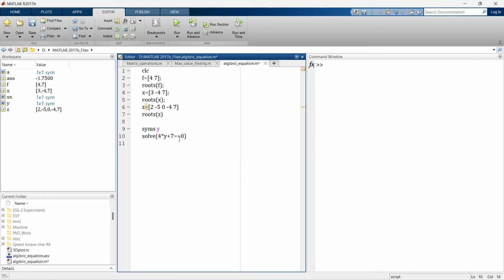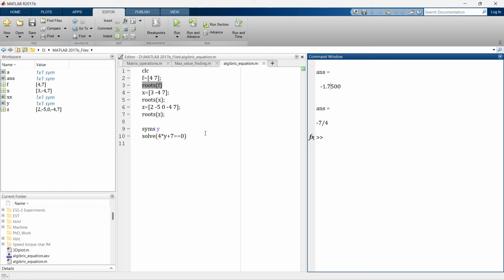This was the equation, and now let us unsuppress it, and we do not want to see this thing, so suppress it. And now let's run. Here you can see the first answer is from roots of f, and the second answer is from this solution. Now here you can see the answer is in the minus 7 by 4 format. If you want it to be more precise, then you can convert it into double. And there we go. This is your answer, minus 1.7500.